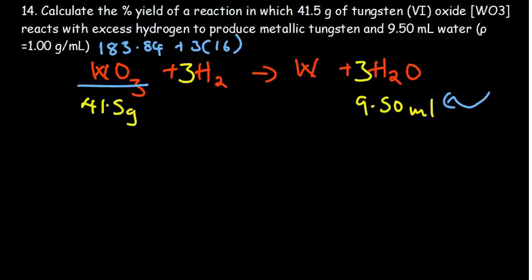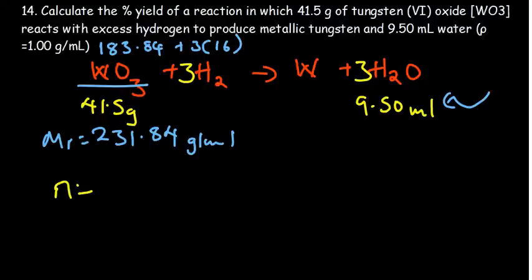So the molar mass is approximately 231.84 grams per mole. So finding the number of moles, the actual mass is supposed to be divided by the molar mass. So getting a value of 0.17903. These are the number of moles.